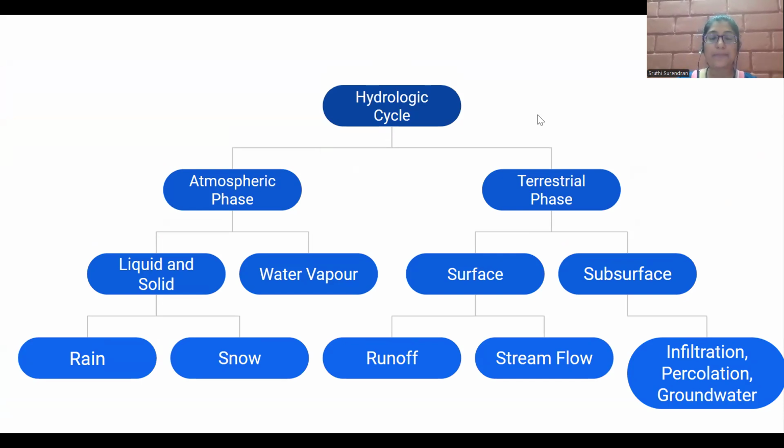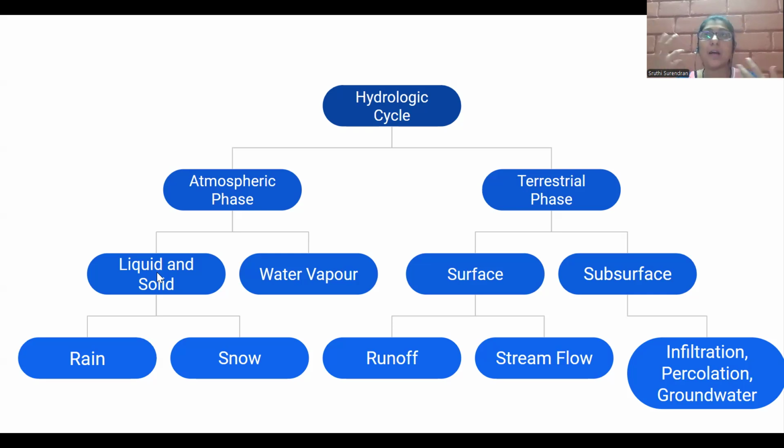Going back, the hydrological cycle is divided into two phases, the atmospheric phase and the terrestrial phase. The atmospheric phase has two components. One is components like precipitation, that is, the liquid and solid phases of water coming down onto the earth's surface. Rain is precipitation, hailstorms are precipitation, snow is precipitation.